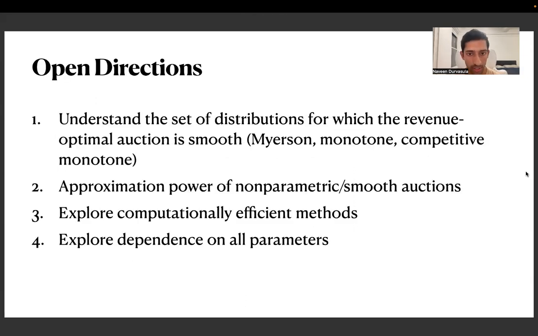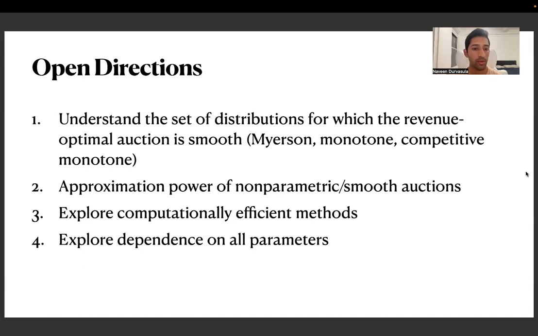We conclude with some open directions. One main open direction, actually, is to see whether or not there are large families of distributions for which the revenue optimal auction is already smooth. So, for example, in the independent case, Myerson's auction is already a smooth auction. And so we already have that the tools that we've described here would indeed find the true revenue optimal auction in the unrestricted case when the distributions are independent.